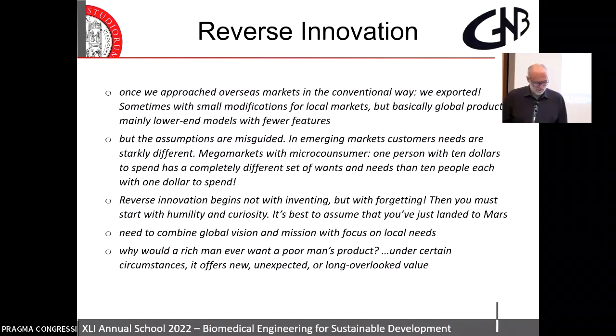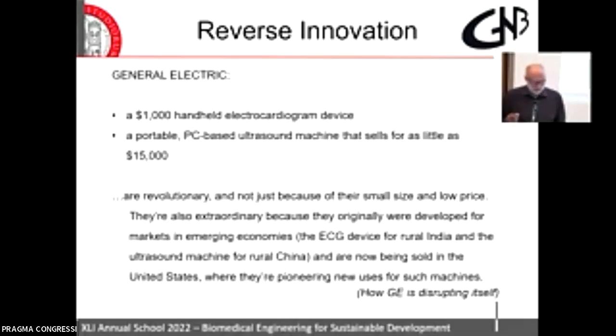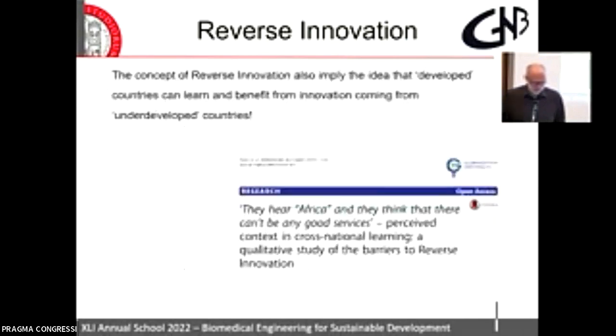And the classical example is the one by GE, relevantly in the medical field: the handheld ECG device, sold at $1,000 at that time, that was designed for rural India, or the PC-based echo machine, the ultrasound machine, again designed for rural China, and then sold, let's say, everywhere, specifically in the United States. Some quotes, but I think I have to run.